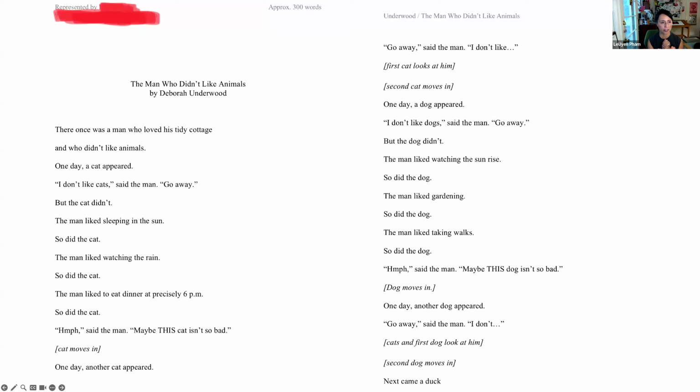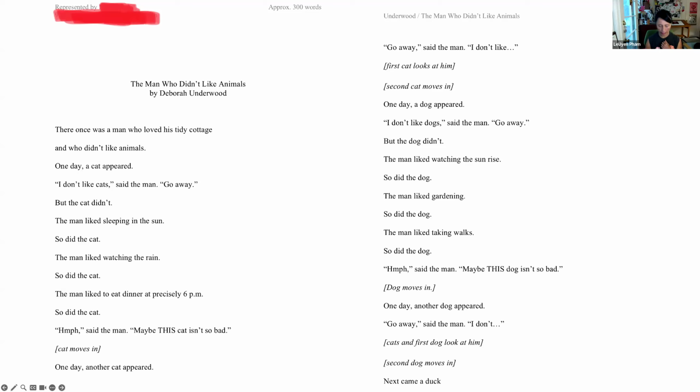I love her writing. There once was a man who loved his tidy cottage and who didn't like animals. One day, a cat appeared. "I don't like animals," said the man. "Go away." But the cat didn't. The man liked sleeping in the sun. So did the cat. The man liked watching the rain. So did the cat. The man liked to eat dinner at precisely 6 p.m. So did the cat. "Huh," said the man. "Maybe this cat isn't so bad." The cat moves in.